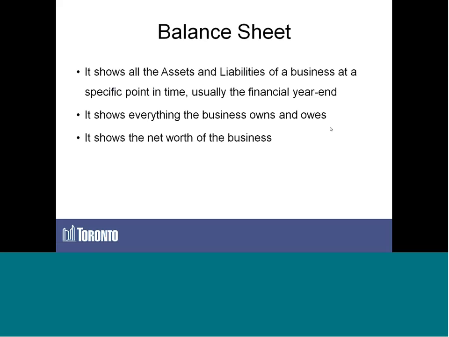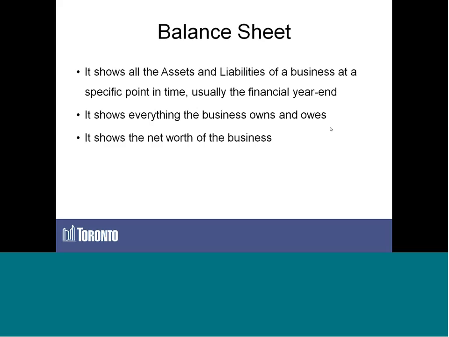The balance sheet shows all the assets and liabilities of a business at a specific point in time, usually the financial year end. So you'll see a balance sheet and it'll say the balance sheet of this and this incorporation as at the 31st of December 2015. That would be an example of what it would state on the top of the balance sheet. It shows everything the business owns and everything that the business owes. And it gives you an idea of the net worth of the business.